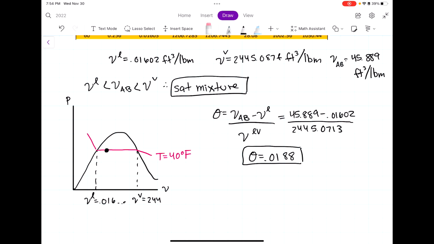When your substance is a saturated mixture, it means that liquid and vapor are coexisting. And the quality tells you how much of it is in vapor form.